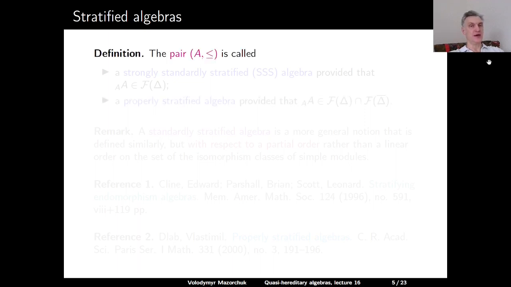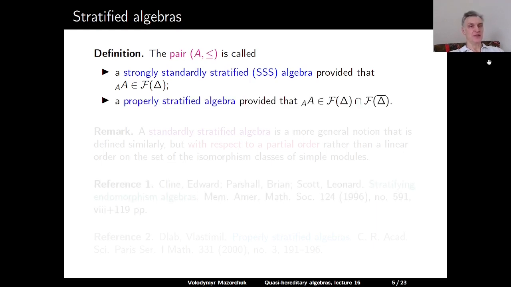Definition: our pair consisting of our algebra A and our fixed order on the set of representatives of the isomorphism classes of simple A modules. This algebra is called strongly standardly stratified, or SSS algebra, provided that the left regular A module belongs to F delta. This means that all projective A modules have a standard filtration.